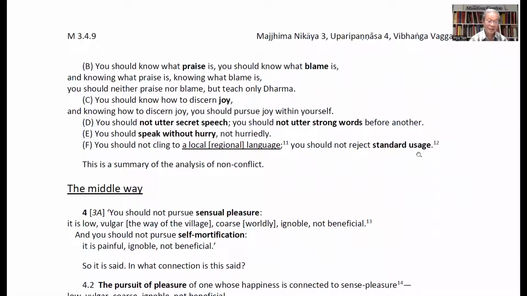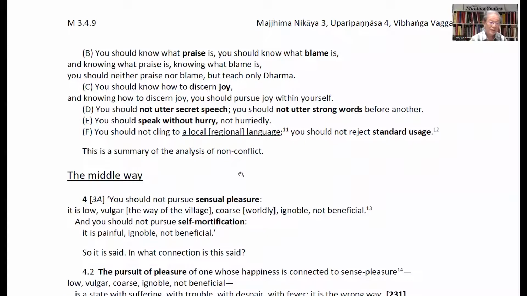So these are all different advice the Buddha is giving when we are talking about Dhamma, right? This is a summary of the analysis of non-conflict. These are strict advice the Buddha is giving us on how to present the Dhamma, teach the Dhamma in such a way that people will listen and be happy and benefit. As I mentioned, there is the introduction, then the syllabus. Now, coming to the third part, the Buddha is going to explain each of them very carefully.